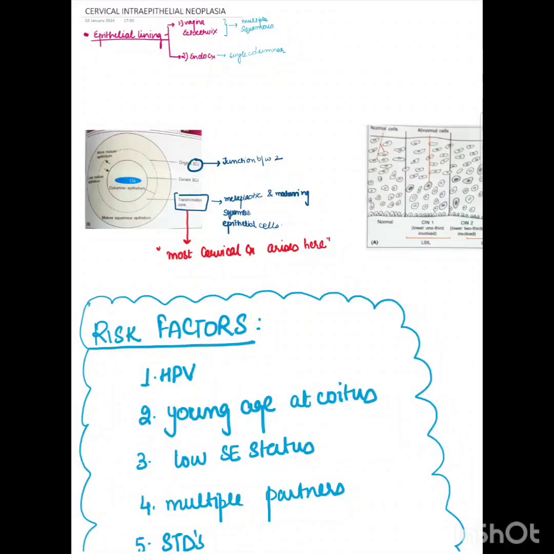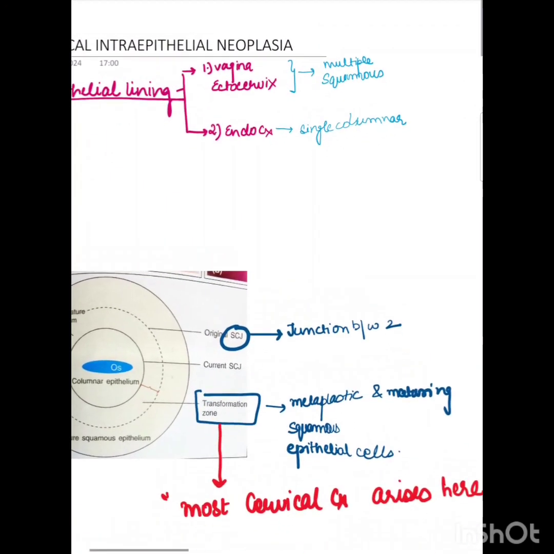Hello everyone. Today we'll discuss cervical intraepithelial neoplasia.